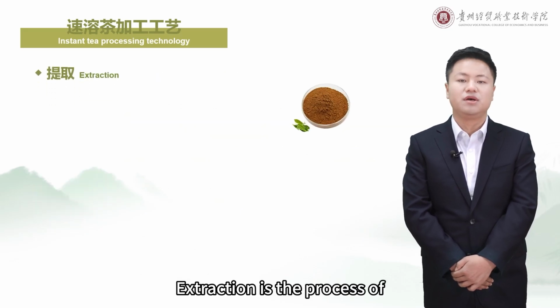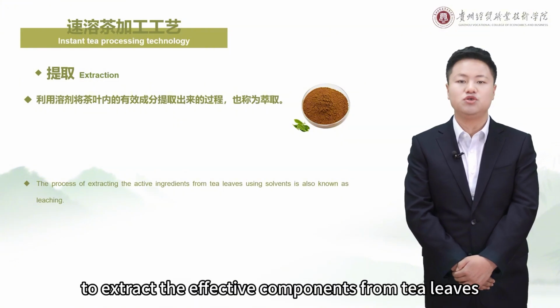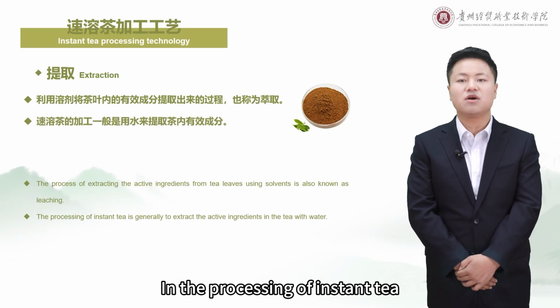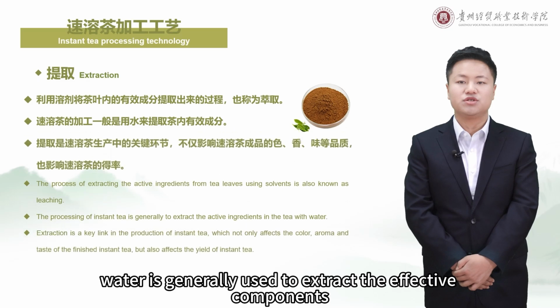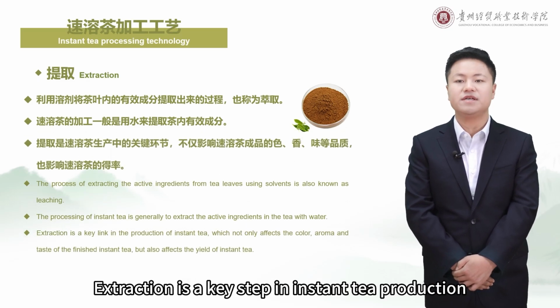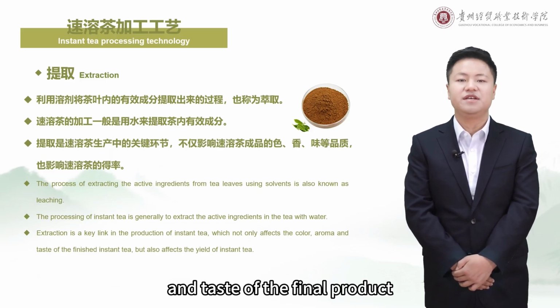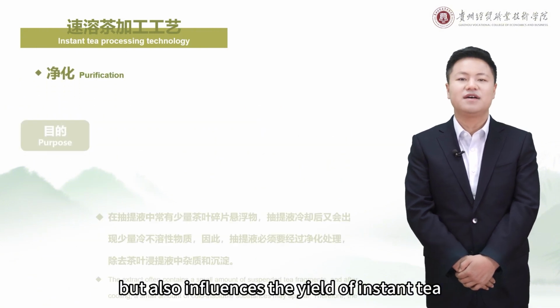Extraction is the process of using a solvent to extract the effective components from tea leaves, also known as leaching. In the processing of instant tea, water is generally used to extract the effective components. Extraction is a key step in instant tea production, as it not only affects the color, aroma, and taste of the final product, but also influences the yield of instant tea.